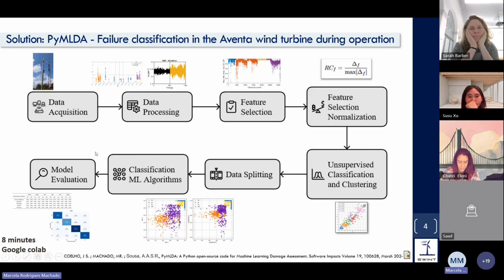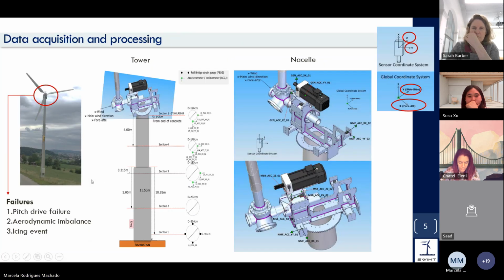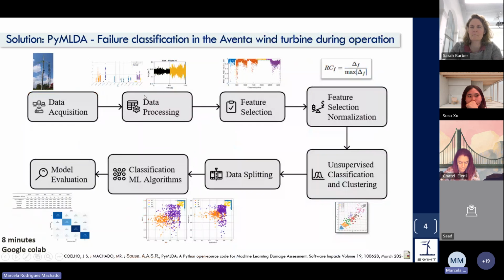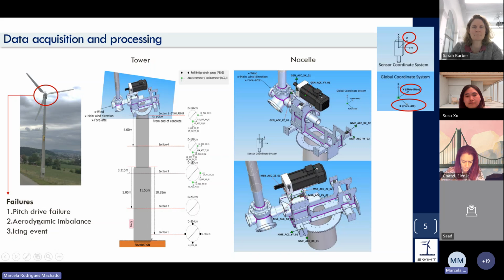The solution for classifying damage in the events starts with data acquisition, some signal processing, feature selection, and normalization. Classification uses an unsupervised methodology, followed by model evaluation. This whole process took approximately 8 minutes, so it's a very fast process that we are running on Colab in a free version of these tools.